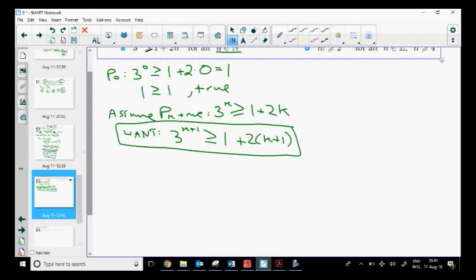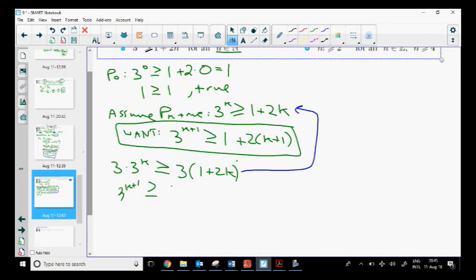So 3 to the k plus 1, what is it? 3 to the k plus 1 is 3 times 3 to the k. Well, 3 times 3 to the k has to be greater than or equal to 3 times 1 plus 2k. Where is this coming from? This is coming from right here. I'm using my assumption that 3 to the k is greater than or equal to 1 plus 2k, and I'm just multiplying both sides by 3. That's allowed. From here, this means that 3 to the k plus 1 is greater than or equal to 3 plus 6k.